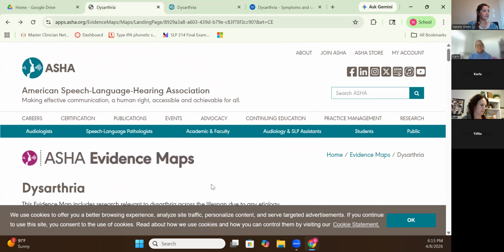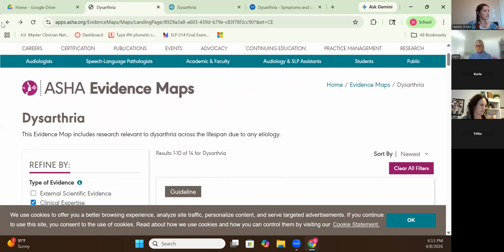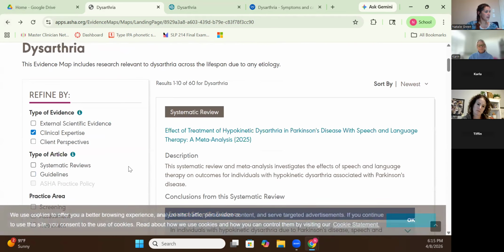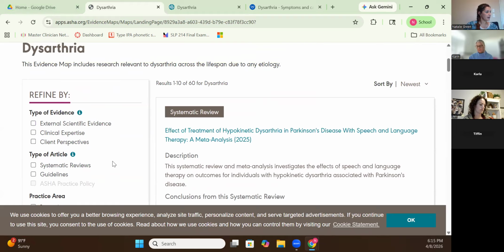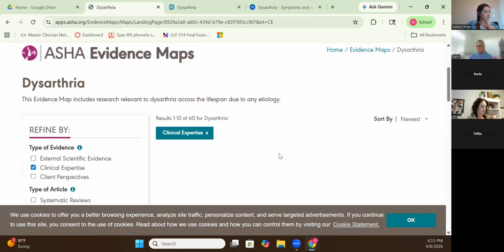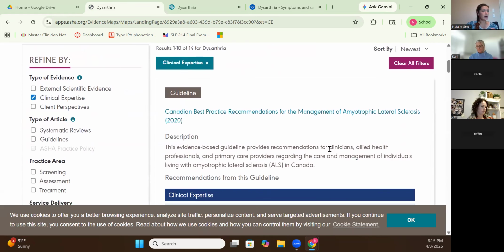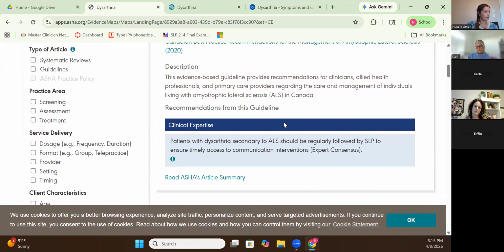The other area that I really like is these ASHA evidence maps. On here, the one that I just had up was really cool. It goes through different research articles and explains to you what they found within the research article, and then you can find the research article as well.